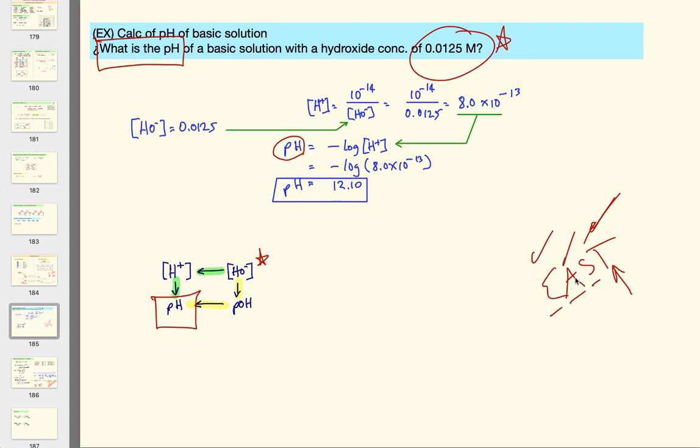Does this make sense? Absolutely. Extract your data, analyze it, set up and solve it, and then test your answer. You know this is a basic solution, so the pH must be what? Greater than 7. And indeed, my answer is greater than 7. I feel pretty good about that answer.